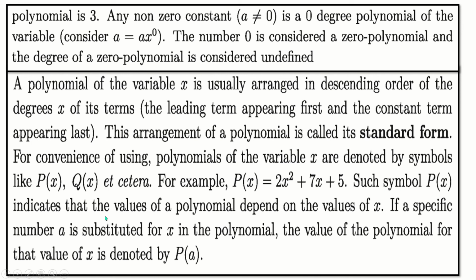Such a symbol p of x indicates that the values of a polynomial depend on the values of x. If a specific number a is substituted for x in the polynomial, the value of the polynomial for that value of x is denoted p of a. When we put x equal to a, we can write 2a square plus 7a plus 5. It is the same.